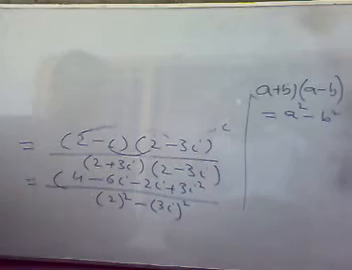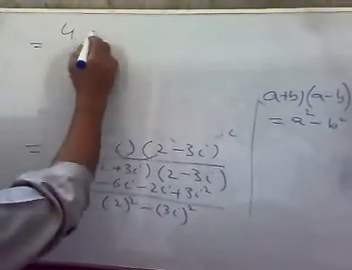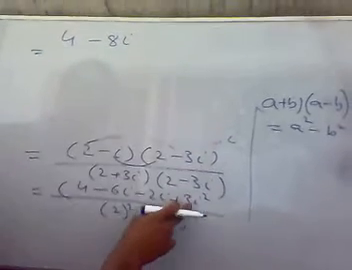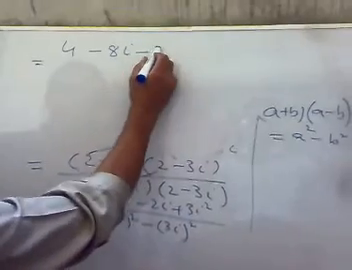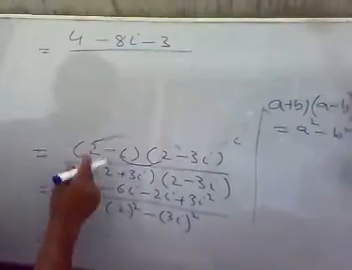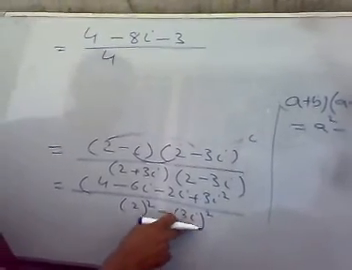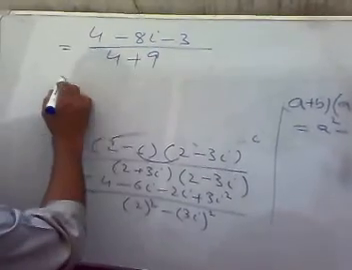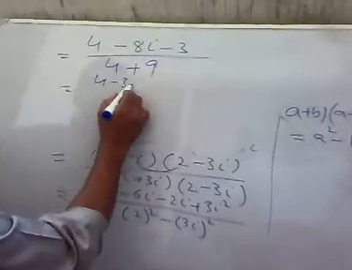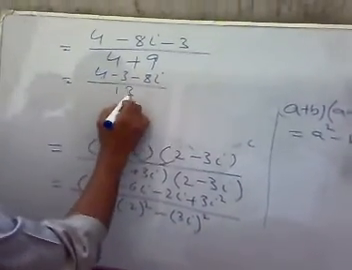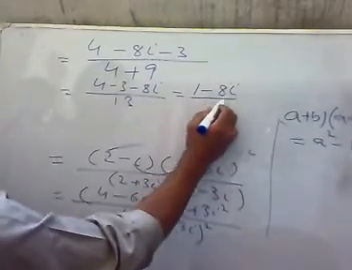Now here it will be something like this. It would be 4 minus 8 iota, and here the value of iota square will be minus 1, so it will be minus 3. Over here it will be 4, and that will be 9, and this iota square will again be minus 1, so that will be minus 9. So here we have like terms, and that will be 4 minus 3 minus 8 iota over 13, and it will actually be 1 minus 8 iota over 13.